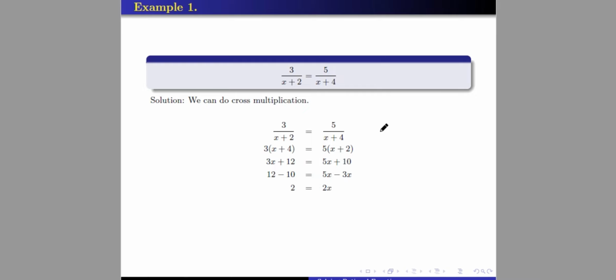So next is operate. 12 minus 10 is 2. And on the other side, we have 5x minus 3x is 2x. And then we'll divide both sides by 2. So x is equal to 1.